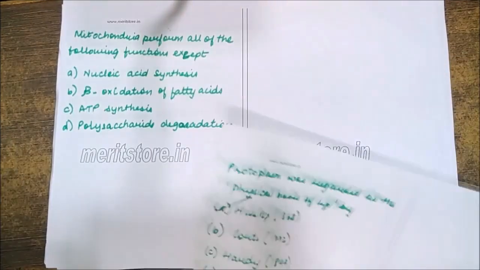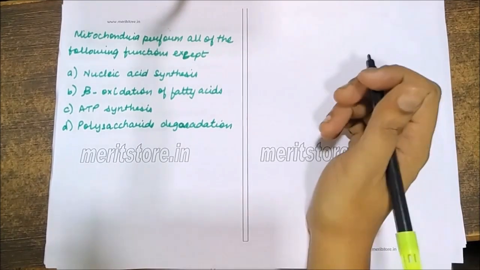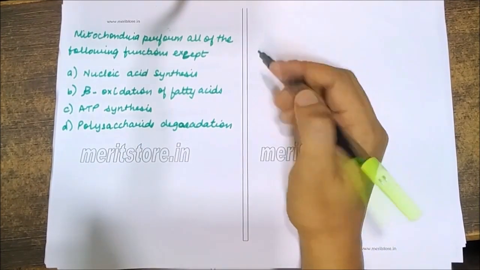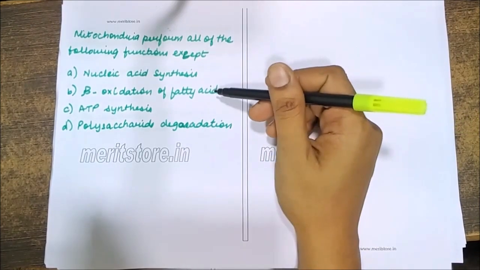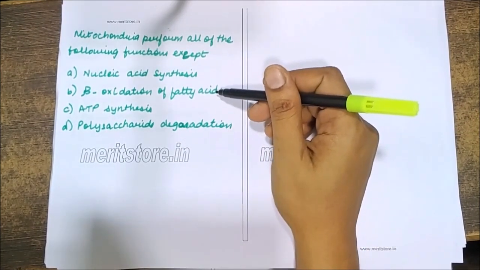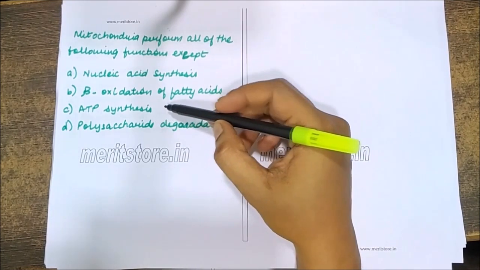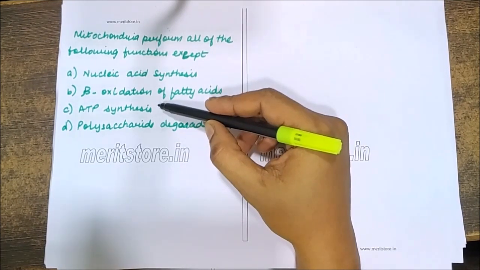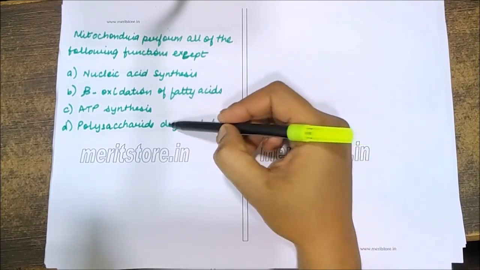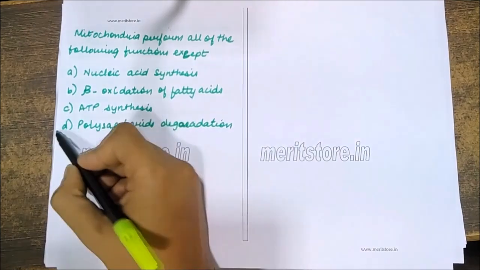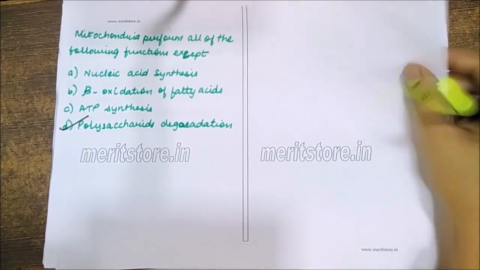Next, mitochondria perform all of the functions except, nucleic acid synthesis. Yes, it is carried out by mitochondria. B, oxidation of fatty acids, that is also right. ATP synthesis is one of the prime functions of mitochondria for energy generation. The function which it does not carry out is polysaccharide degradation. So this function is not carried out by mitochondria.